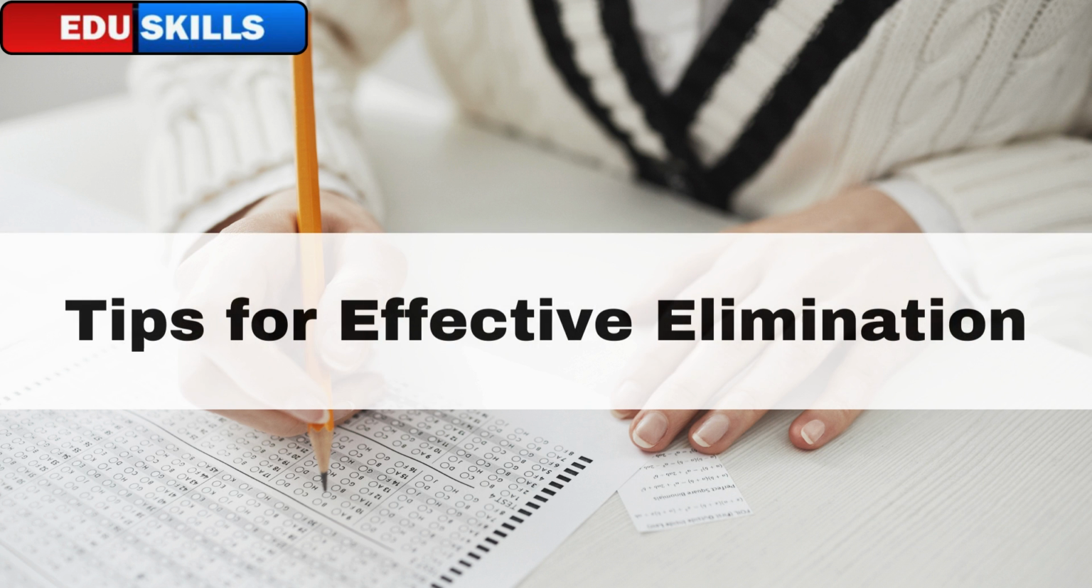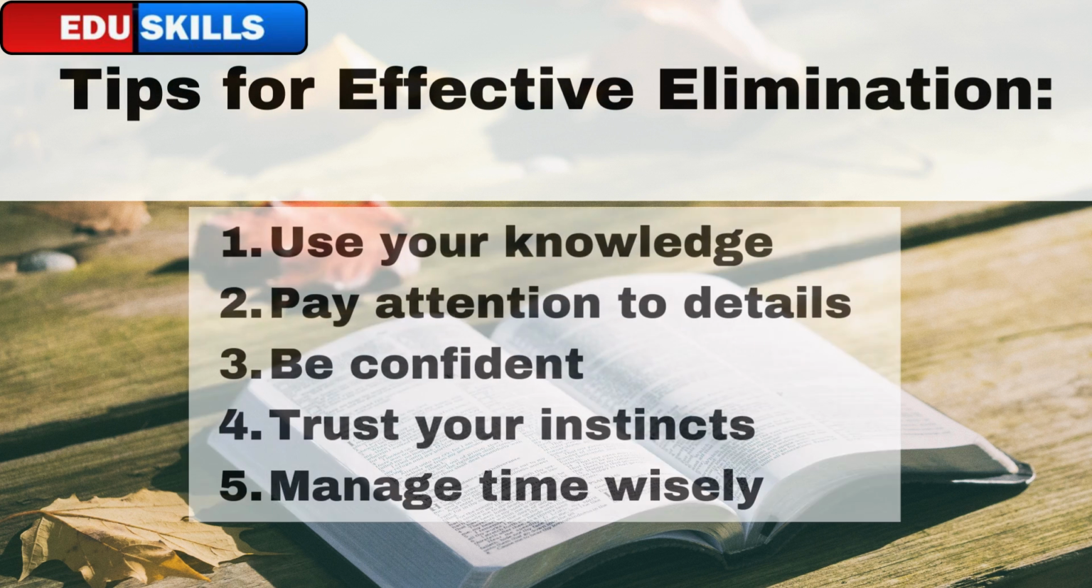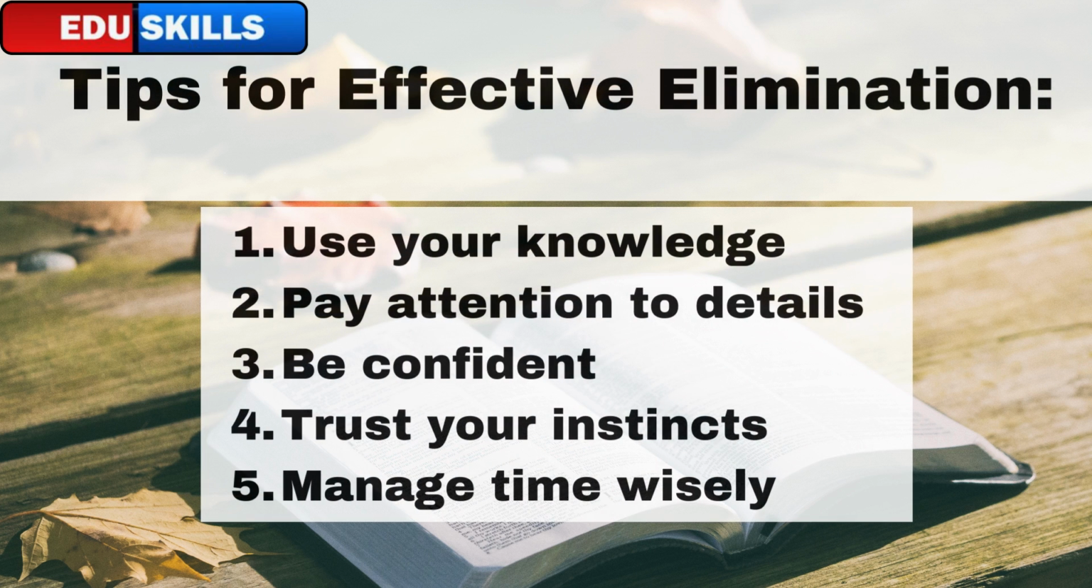Tips for effective elimination. Tip number 1, use your knowledge, apply your understanding of language, grammar, and healthcare concepts to identify incorrect options. Tip number 2, pay attention to details, look for subtle differences in wording or meaning among the options. Tip number 3, be confident, don't be afraid to eliminate options, even if you're not 100% sure. Tip number 4, trust your instincts. If an option seems wrong, it probably is.